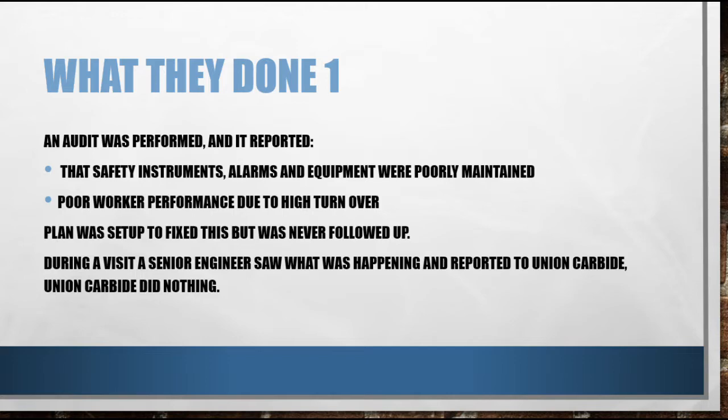Now we'll be taking a look at what the plant did to reduce risks before the incident, or more importantly, what they didn't do. An audit was performed on the plant and reported that safety equipment, alarms, and instruments were poorly maintained, and that worker performance was poor due to high turnover. A plan was set up to fix this, but was never followed up. During a visit, a senior engineer saw what was happening at the plant and reported directly to Union Carbide. Union Carbide did nothing about it.